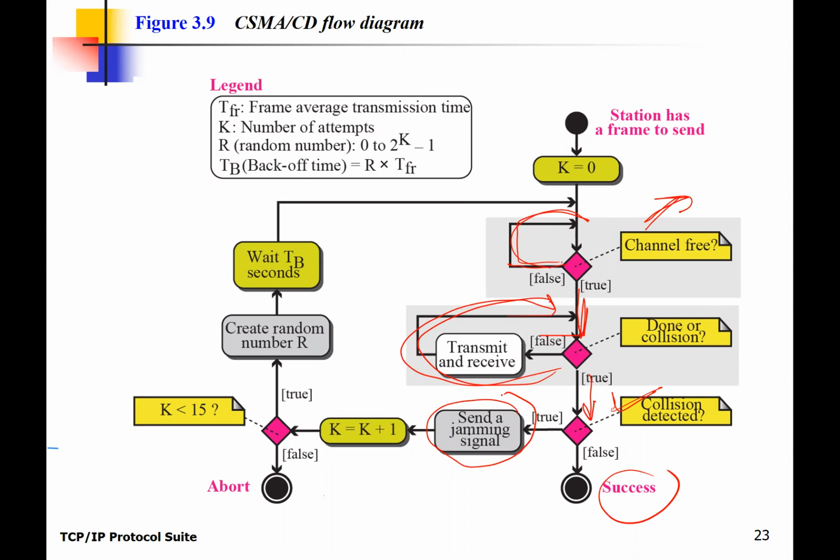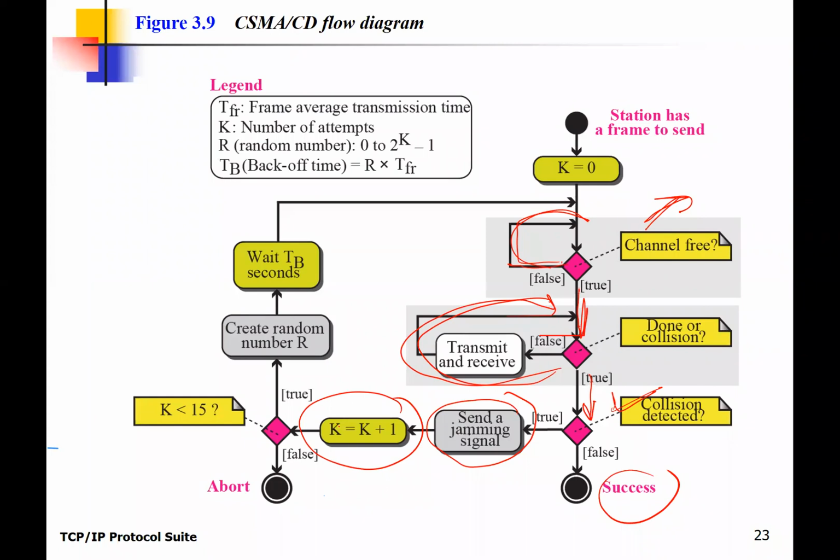Because when I send a jam signal, it's going to take another 25 seconds to reach. So if I'm done already, it's done. I will assume I did a good job and my data went to the other side. Then I will use K, and K is a random number. Why did we use a random number?